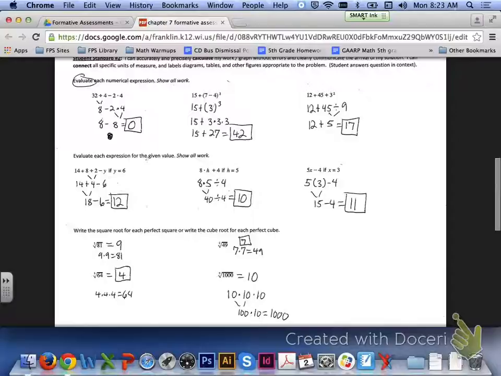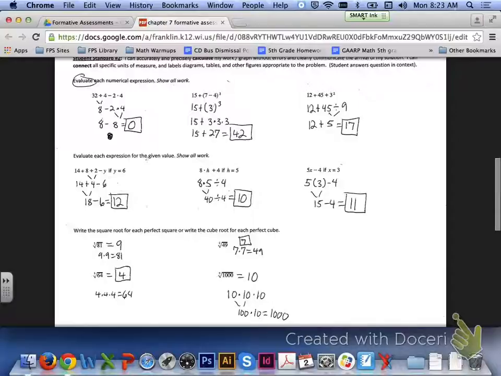So then your new expression is 14 plus 4, and then if you substitute the 6 in for y, it'd be 4 minus 6. So you add first, because addition and subtraction are equally strong. 14 plus 4 equals 18, minus 6 equals 12.